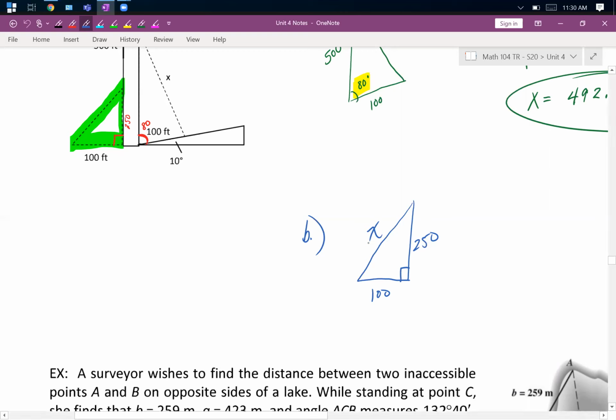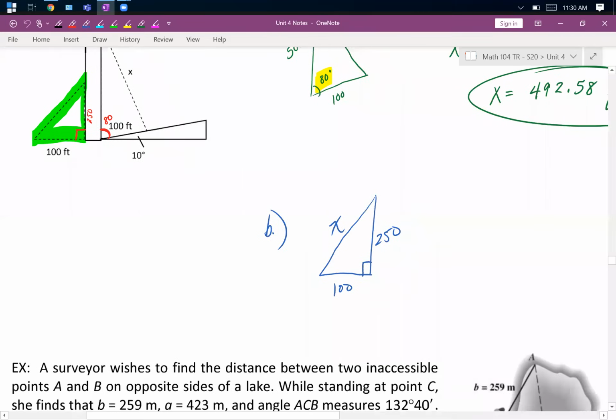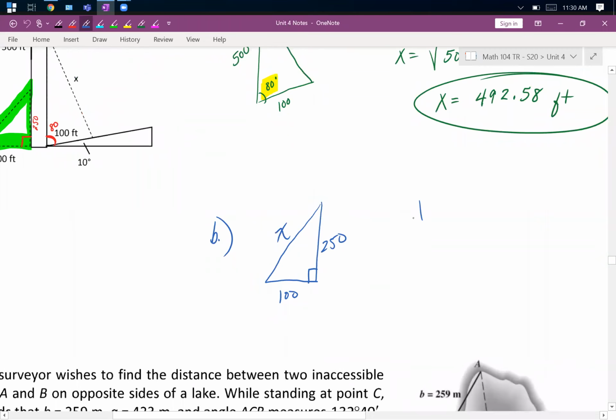Exactly. I mean, we could do law of cosines. It'll always work, but I would just do Pythagorean theorem here because I'm relating the three sides of a right triangle. So our hypotenuse squared is the sum of each of our sides squared. So x is going to be the square root of 100 squared plus 250 squared.